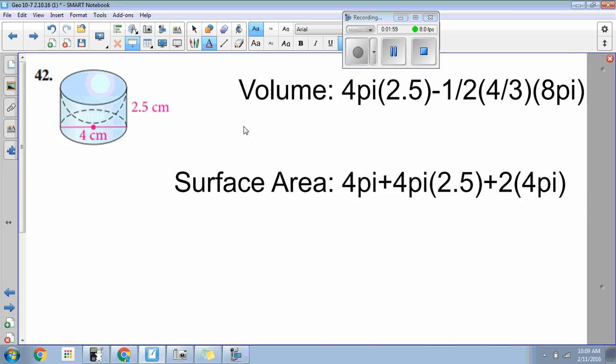So, for volume, you want to look at what you've got total for the cylinder, and that's going to be pi r squared times h. So you see that 4 pi coming from pi r squared with the 2 radius, multiplied times the 2.5 height. Then we're going to subtract out half of a sphere, so that's what this half is about. And then 4/3 times pi r cubed with a radius of 2, r cubed becomes 8. So you see that, you work it out, and you saw the solution on the last page. I believe, let's see, this would be 10 pi.